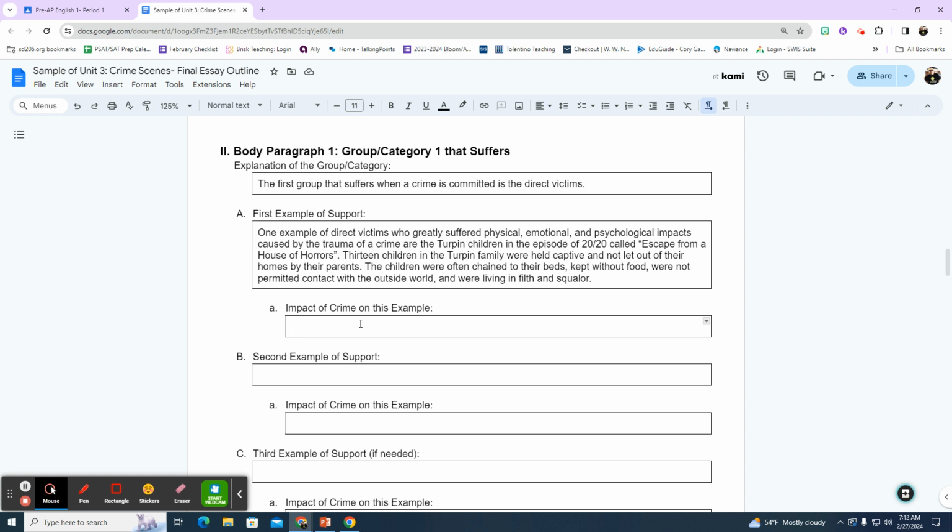Now, I don't want to write anything right here because I don't want to give you too much to utilize. I want you to write your own. So what I'd like you to do right now is, in just a second, pause the video. I'd like you to introduce and write about your first example that you're going to use and the impact that this crime had on not only the victims but also maybe other elements as well. So go ahead, pause the video, and do that now.